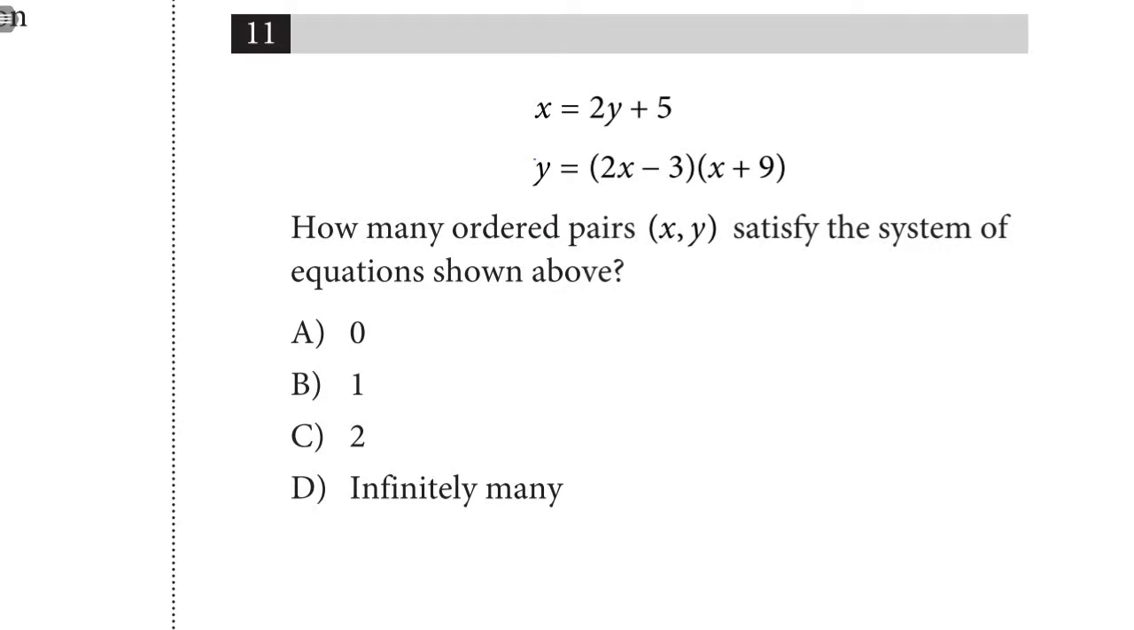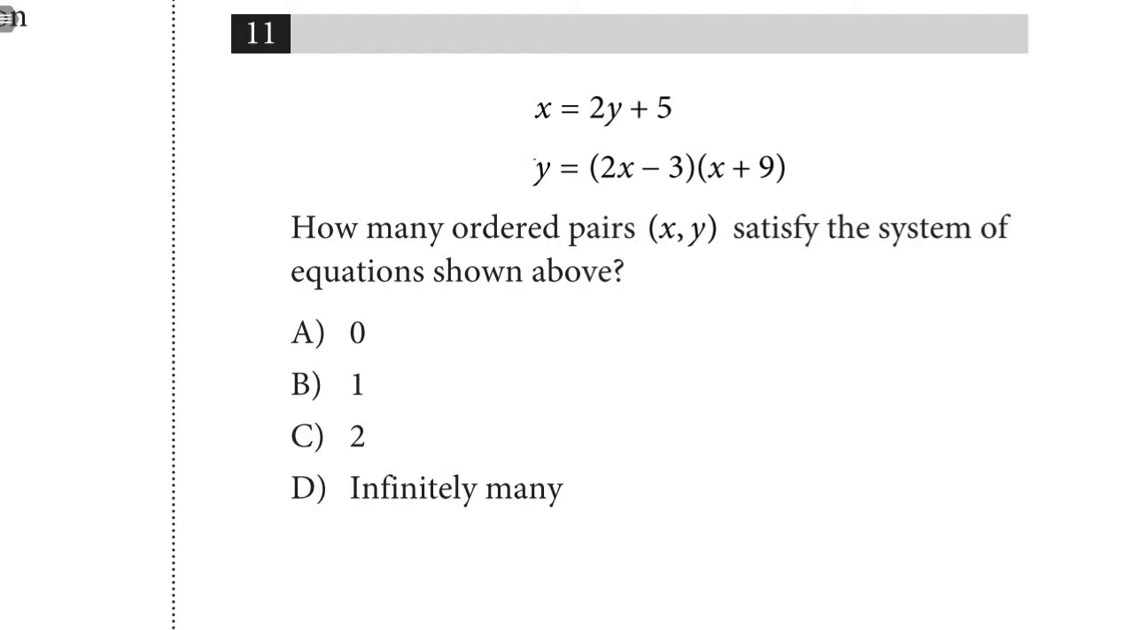How many ordered pairs, x, y, satisfy the system of equations above? Alright, so when they say ordered pairs, that means just values of x and y that make the above equations true. That when you plug in the value for x and the value for y, you will make these equations true. So, in other words, if you actually were to graph these equations out, the ordered pairs would just be the points where both equations overlap or touch.